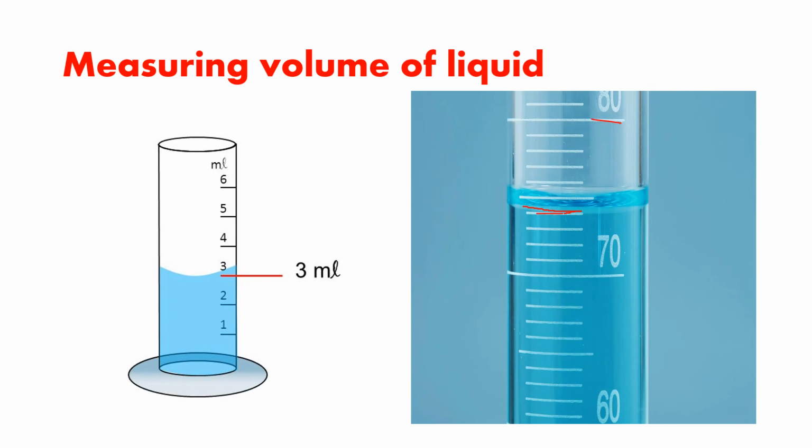This is 80, this mark, and this is 70. Okay, so this will be what? 71, 72, 73, 74, 75, 76, 77, 78, 79, 80. Correct. So that means each one mark is actually 1 centimeter cube. So here if I'm going to read this 71, 72, 73, 74. So what is the reading here? It is 74. Okay, 74 ml. So this is the reading. That is how we will be reading it.